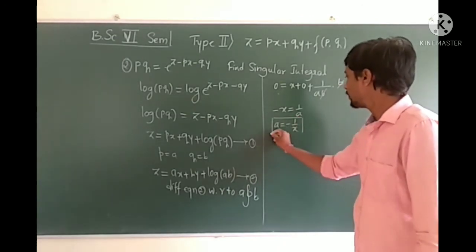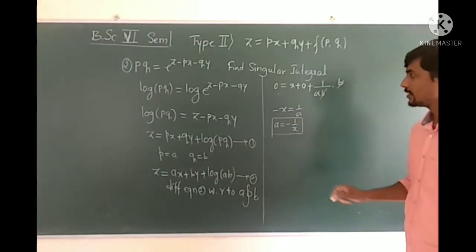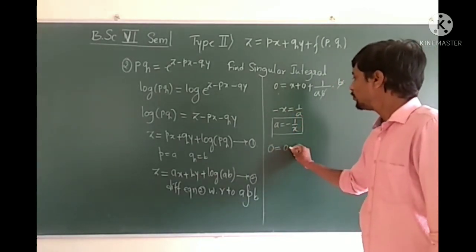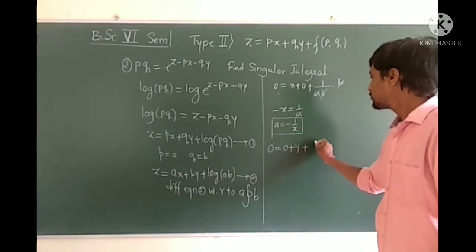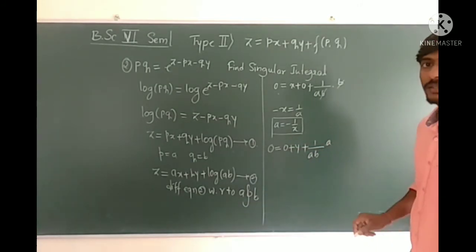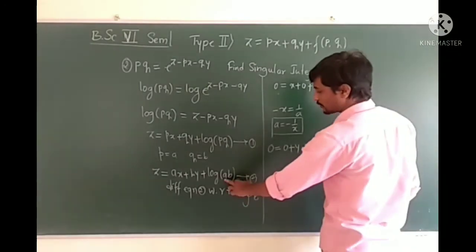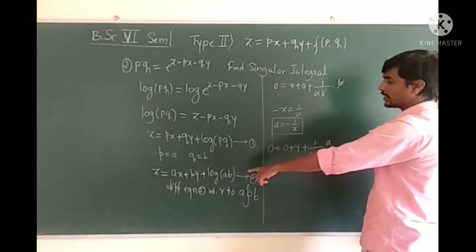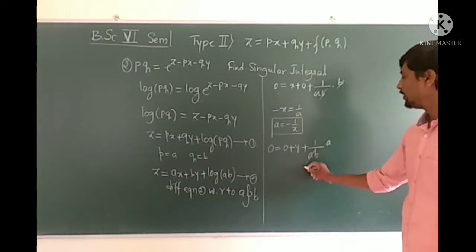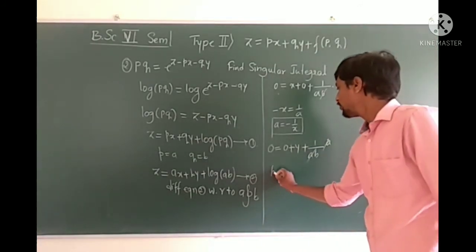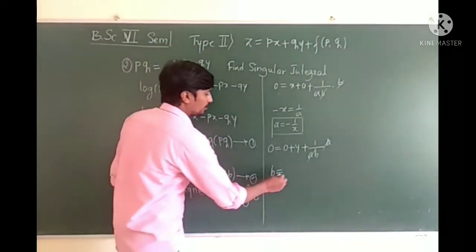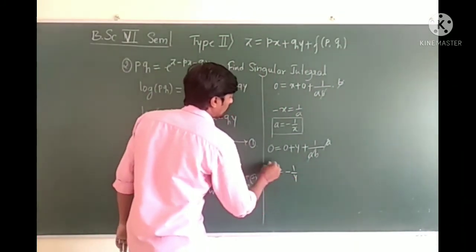So we got the value of a. After that, differentiate with respect to b. This will become 0 equal to 0 plus y plus 1 divided by ab into a. Here we have a product, so when differentiating ab with respect to b, a gets cancelled. So the value of b becomes minus 1 divided by y.